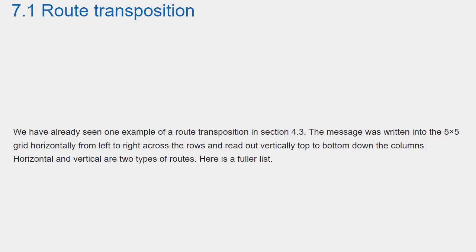We have already seen one example of a route transposition in section 4.3. The message was written into the 5 by 5 grid horizontally from left to right across the rows, and read out vertically top to bottom down the columns. Horizontal and vertical are two types of routes. Here is a fuller list.